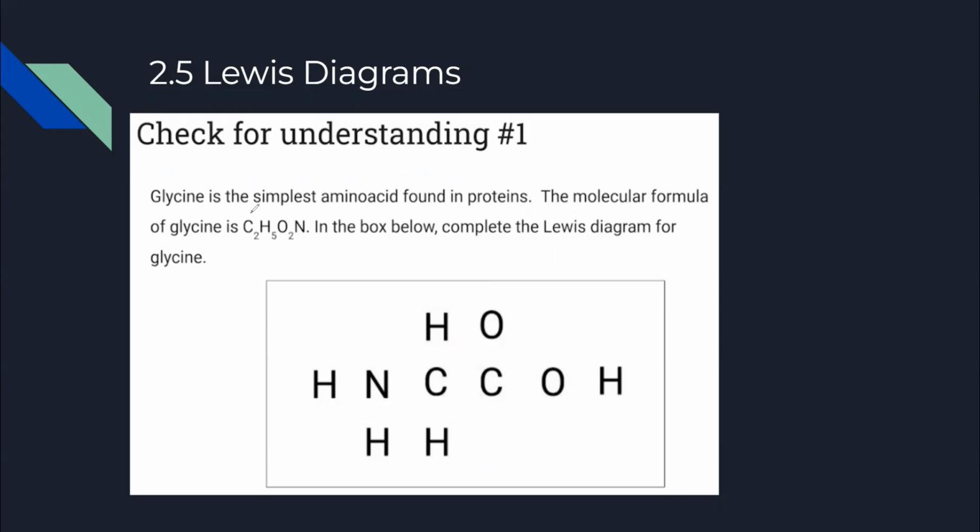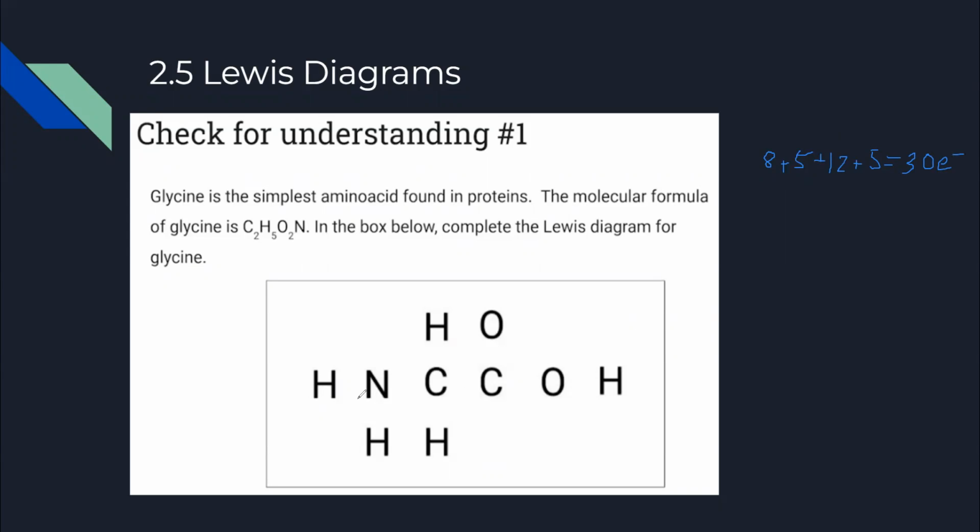valence electrons. So carbon has 4, so 4 times 2 is 8, plus there's one valence electron for hydrogen, so it's 5, plus there's 6 valence electrons for oxygen times 2 is 12, plus nitrogen has 5 as here. And so you have 10 plus 12 is 22 plus 8 is 30 electrons.